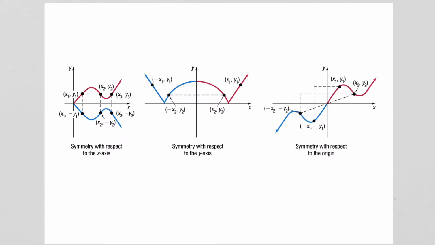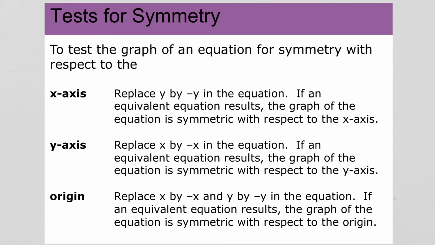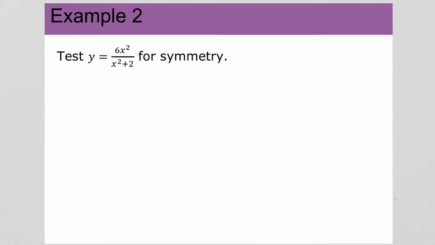And here's some more examples of that. How do you test for symmetry? Well, you do just by the definition. To test if it's symmetric with respect to the x-axis, you plug in negative y for y. For the y-axis, you plug in negative x for x. If you get the same equation, then it's symmetric. And then origin, you plug in both negative x and negative y. And if you get the same equation, then it's symmetric with respect to the origin.